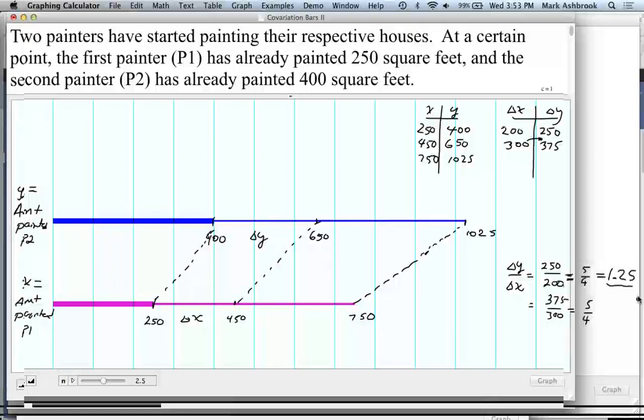Okay, so let's go through all the tables to see if we come up with 4 different things. So this table, what did you come up with?